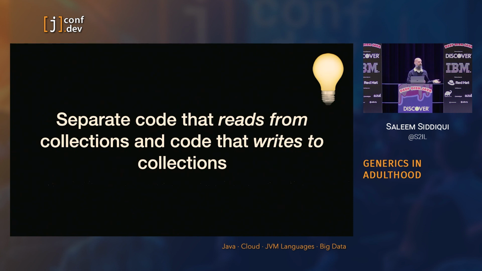If you want that, you might want to go back to raw types, but they come with problems. So if you want to have generics, you will be forced to separate your code that reads from collections, iterates over them probably, from code that writes to them. And that's a great thing. It's kind of nudging you in that separation of concerns direction, which, as we know from software engineering, is a good practice anyway.